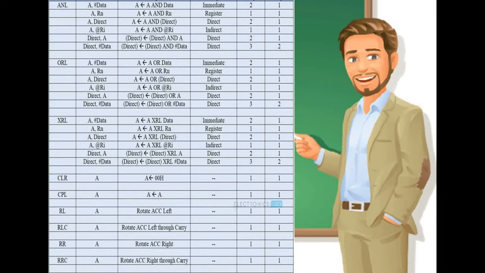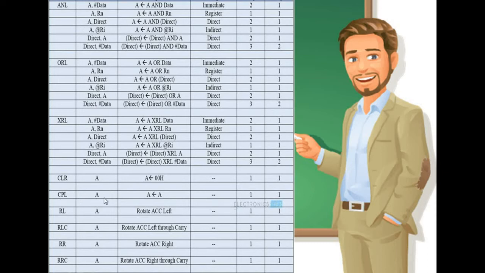Coming to the next one, CLR, clear. Here see the description, A with 00H. That means here we are clearing the contents of the accumulator with 00H. We are removing whatever contents are present in the accumulator register with 00H. In other words, we can say that it has been reset.